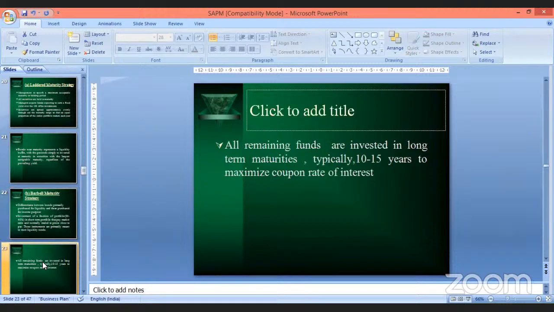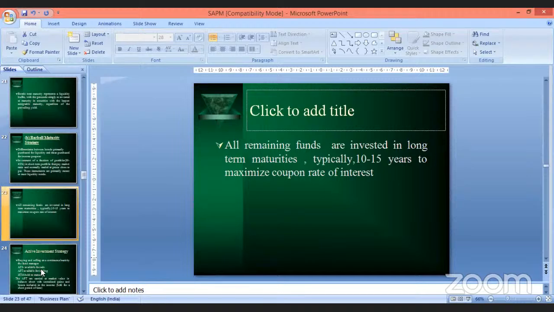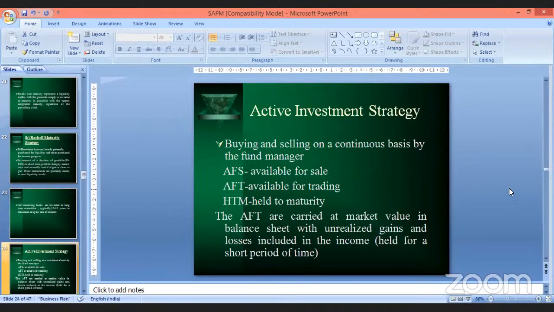Did you understand? Yes, sir. Got it properly, sir. So this is your passive investment strategy. Next, what is active investment strategy?